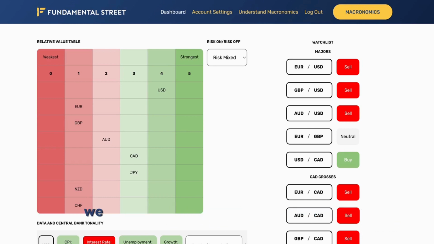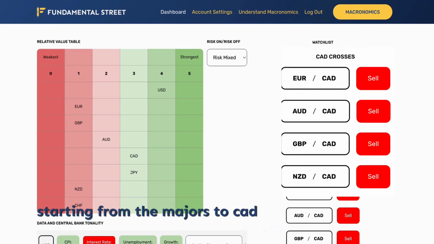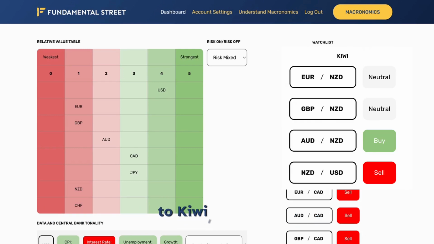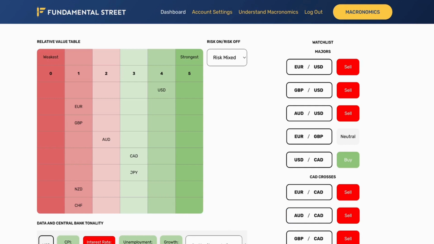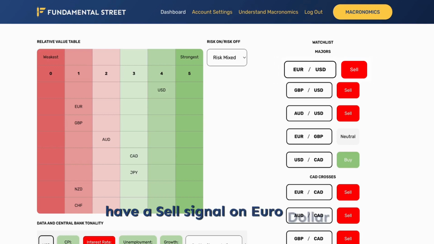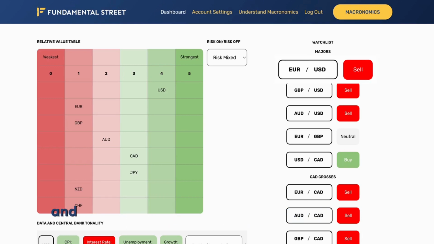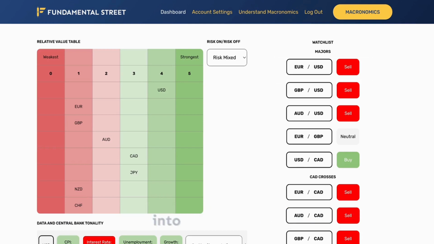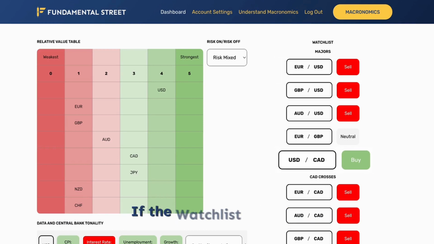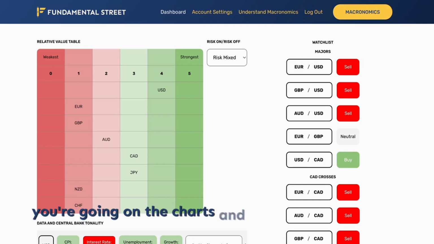On the right side, we have a watch list with over 20 pairs, starting from the majors, to cat crosses, to yen pairs, to kiwi. We cover pretty much everything. If the watch list tells you that you have a sell signal on euro dollar, you go on the charts and you apply your own risk management and your own technical patterns in that direction. If the watch list tells you a buy signal is in order for that respective pair, you go on the charts and you look for buy opportunities in that direction.